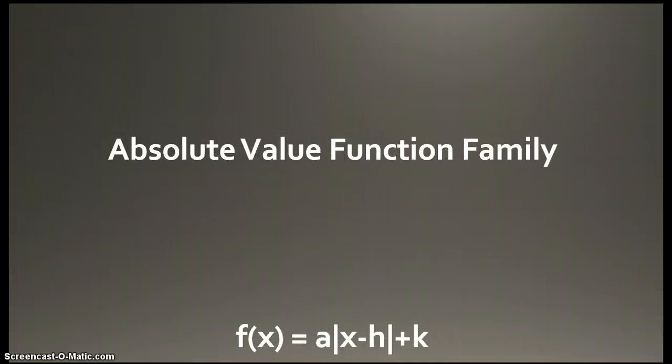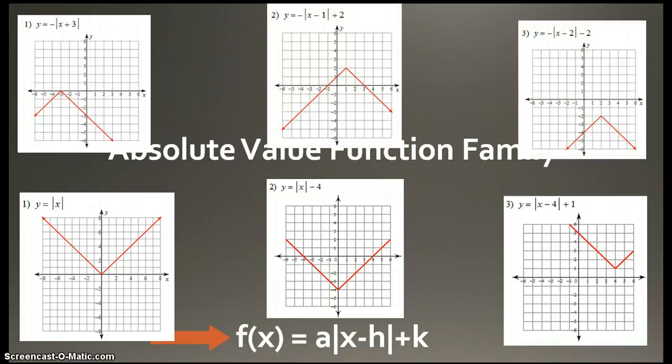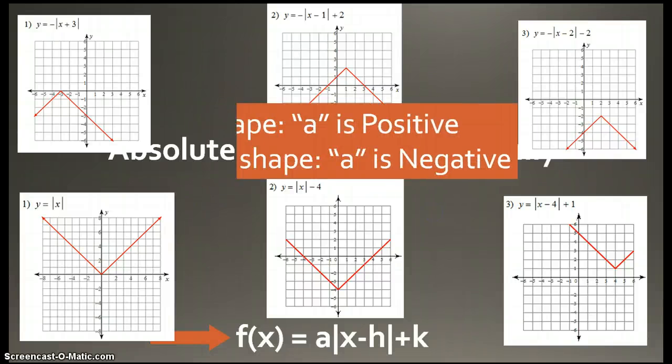Our last function family is the absolute value function family, which we just looked at earlier this week. f of x equals a times the absolute value of x minus h, plus k. And like you saw the other day, these are all V shapes, or upside down V shapes. So again, we can have a positive or a negative.